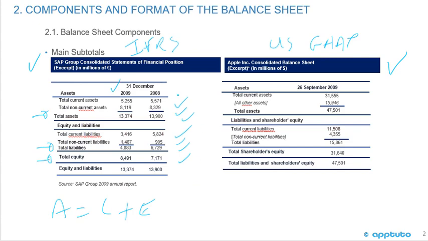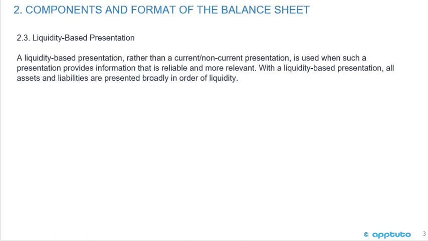Okay. The last thing to note here is that a balance sheet is as at a certain date. So for SAP on the left-hand side, the balance sheet is as at the 31st December 2008, then as at 31st December 2009, whereas Apple is using a fiscal year end, and they have a balance sheet date of the 26th September 2009.